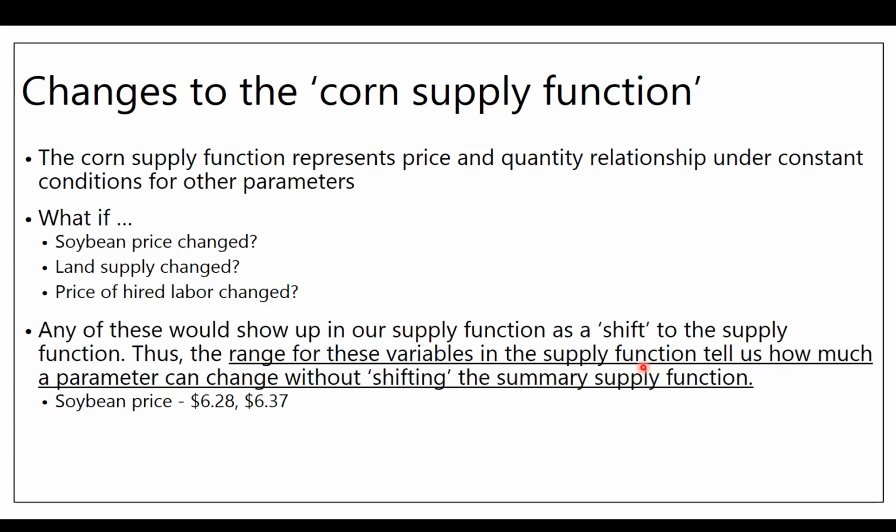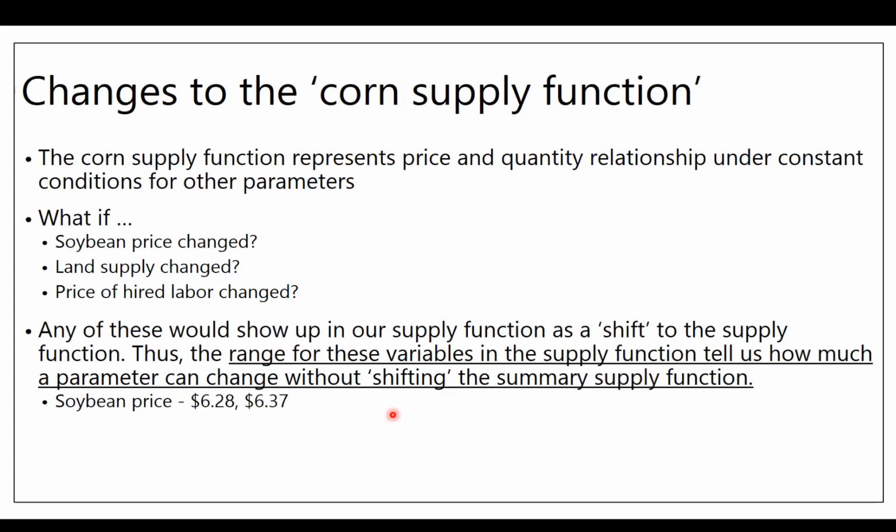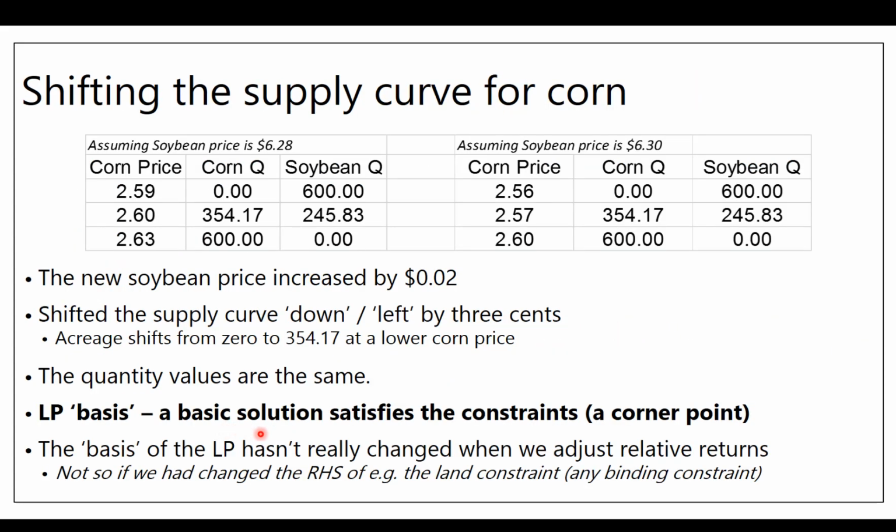The range for those variables, so when you build out your supply function, tells us how much something else can change without shifting our summary supply function. So if this is the summary of our model in terms of corn supply related to its own price, this acreage versus this price, then you could look at these simulation results and think about the plus minus to the soybean price being how much allowable increase and decrease is there before you get shifts to your supply function. And so that's what we do.